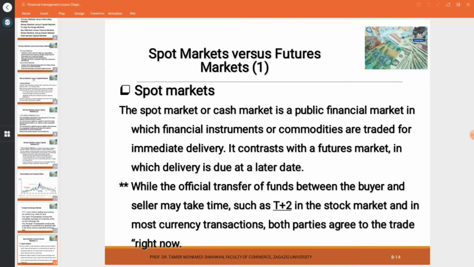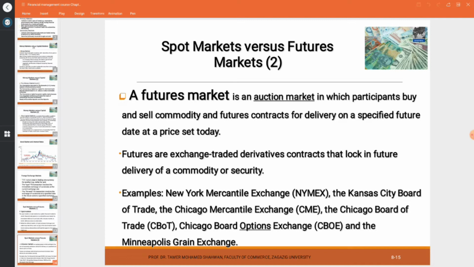The opposite of the spot market is what we call the futures market. A futures market is an auction market in which all of the participants agree to buy and sell specific commodities or a specific futures contract, but delivery will be on a specified future date at a price set today. This is the futures market. That is, today we agree at a specific price, and the price is set today, but delivery will be on a specified future date.